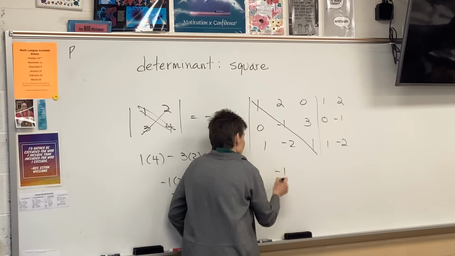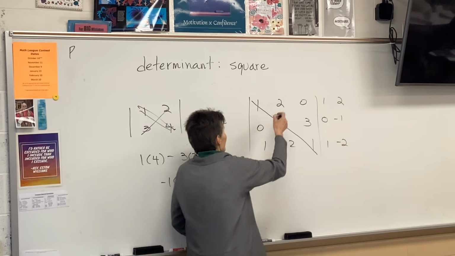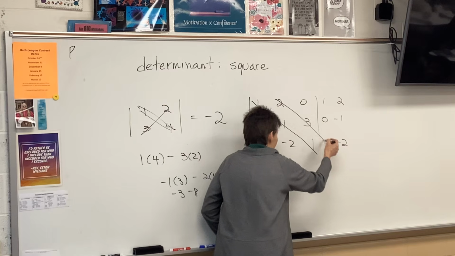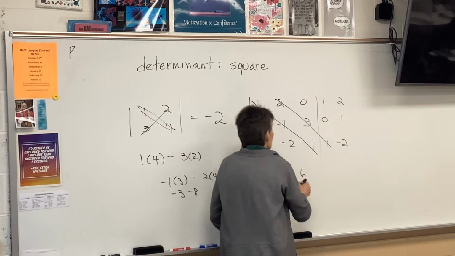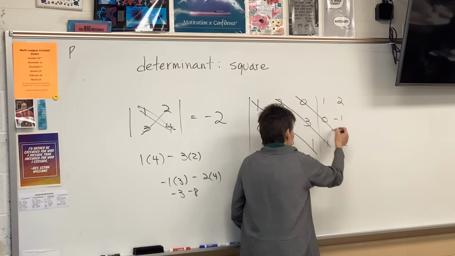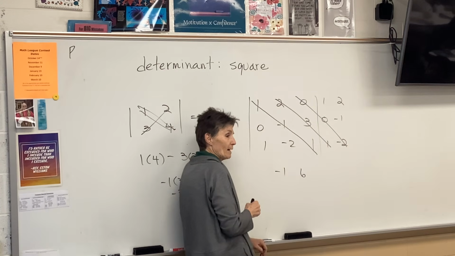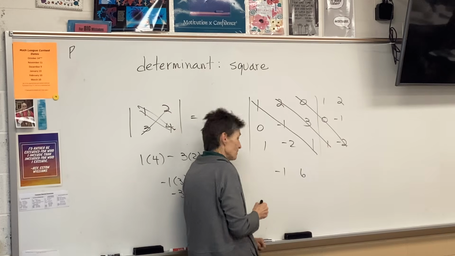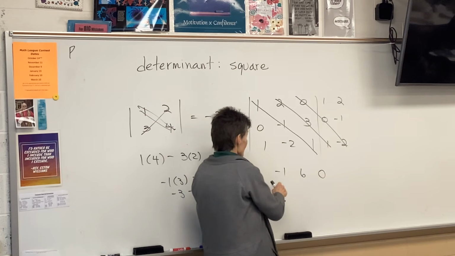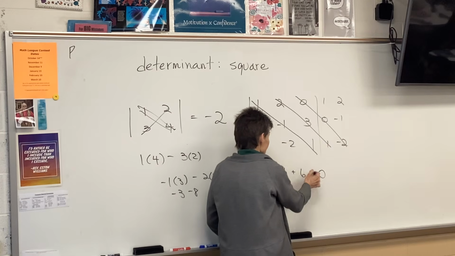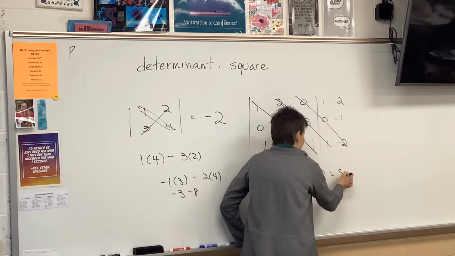-1. Multiply these three numbers together. What do you get? 6. And finally, multiply these three numbers together. What do you get? 0. Now, add those up. So -1 plus 6 plus 0 is 5.